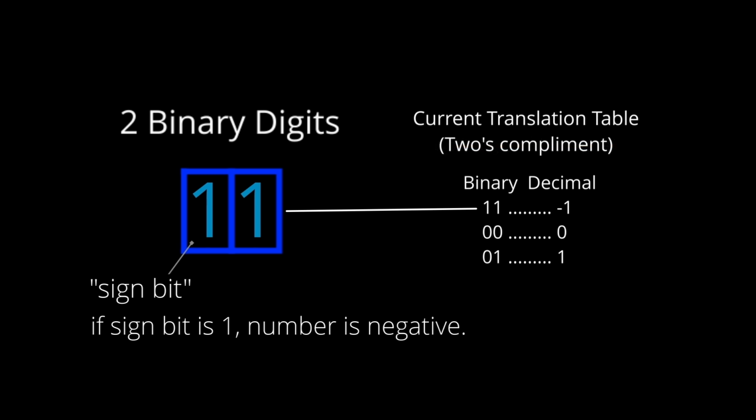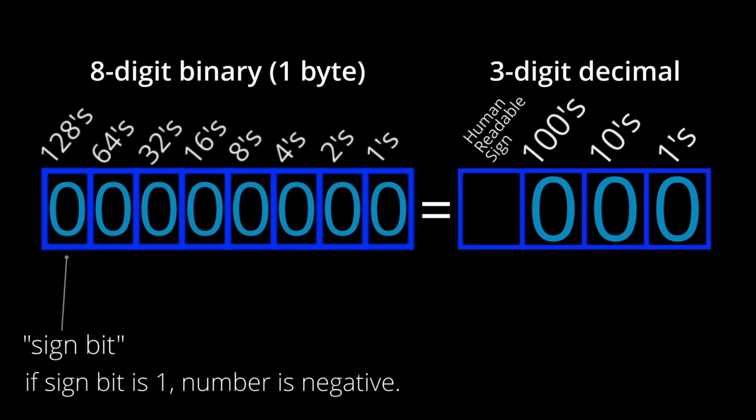And we can extend this out to 1 byte, where the highest bit in the byte is the sign bit. When that sign bit is 0, the number is positive. When that sign bit is 1, the number is negative. By adding more bits, we can now represent higher positive values and lower negative values. Let's go through some of the values here so you can see some interesting characteristics with a 1 byte signed integer.